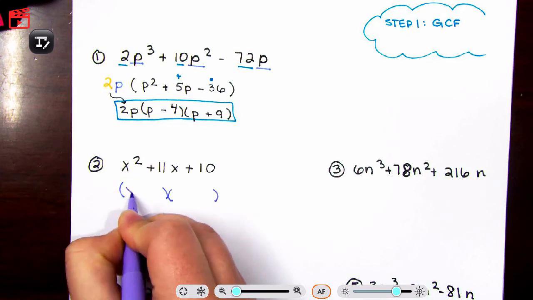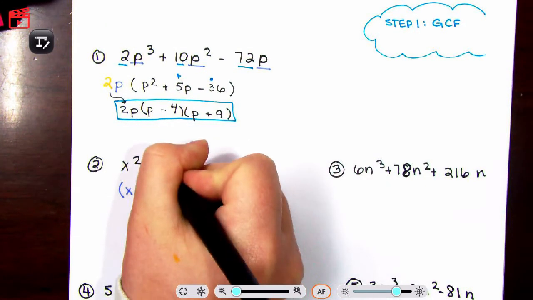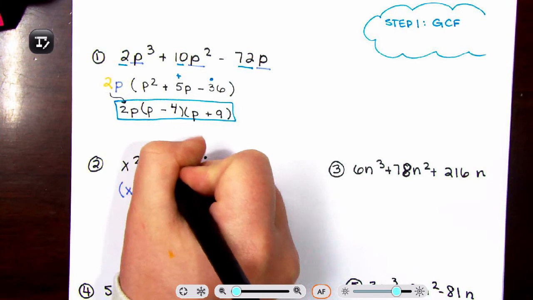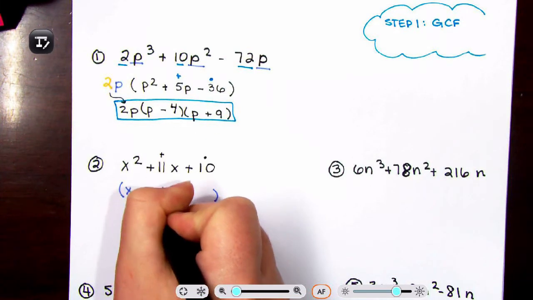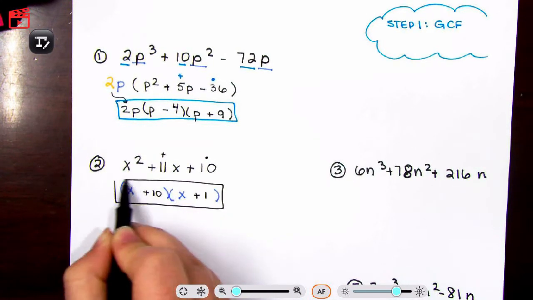Again, our variable is x, so I'm going to write x and x here. Two numbers that multiply to 10, but when I add them, give me a positive 11. I'm thinking that is positive 10 and positive 1. And we are done.